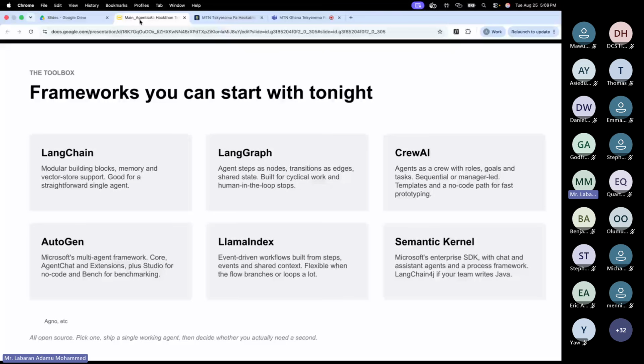So we have LangChain, LangGraph, we have Crew AI, we have AutoGen, Llama Index, and Semantic Kernel by Microsoft. We also have Agno, on Python. So these are the tools you can use to build an AI agent.